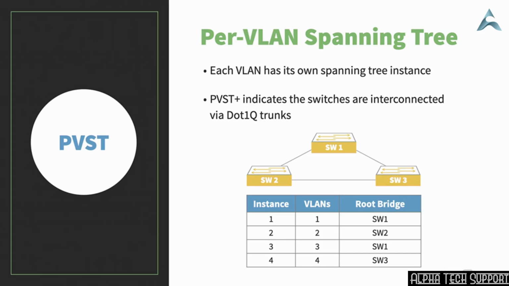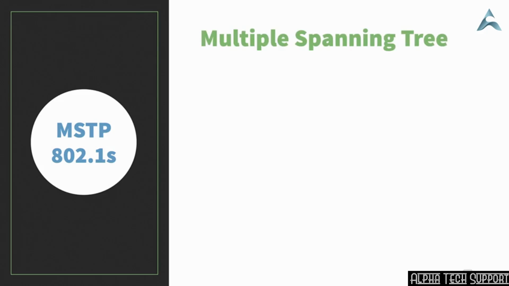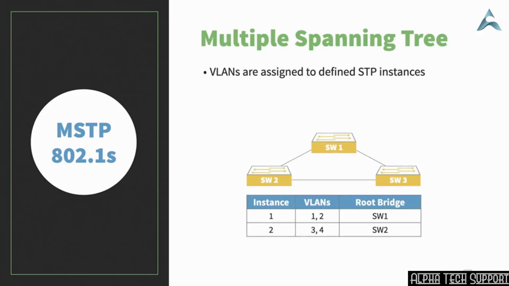But let's consider scalability with PVST. What if I had 1,000 VLANs? Do I really need to have 1,000 instances of spanning tree protocol? I may not even have 1,000 switches. It seems a little bit inefficient. And many, many years ago, when switches were not as powerful as they are today, that could be an issue, having too many instances of spanning tree protocol running. And a fix for that was multiple spanning tree protocol, or MSTP.